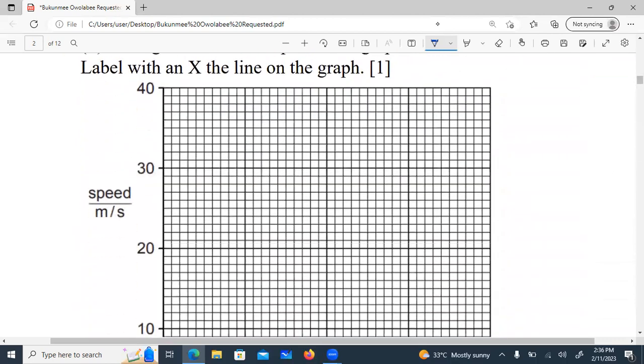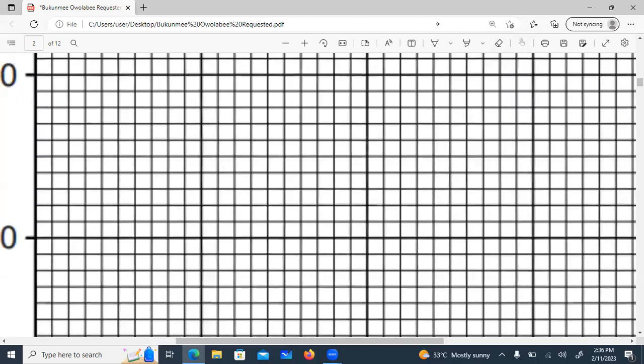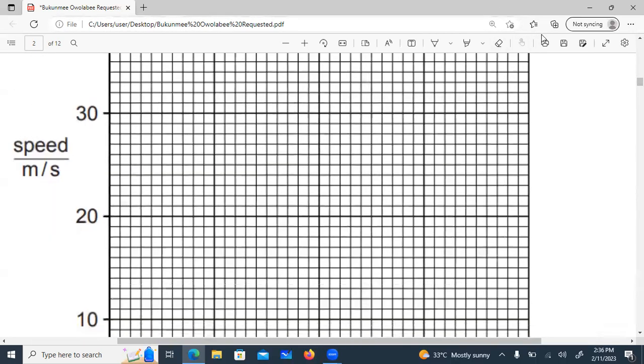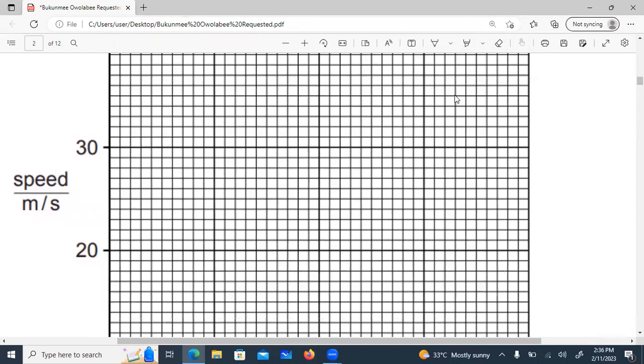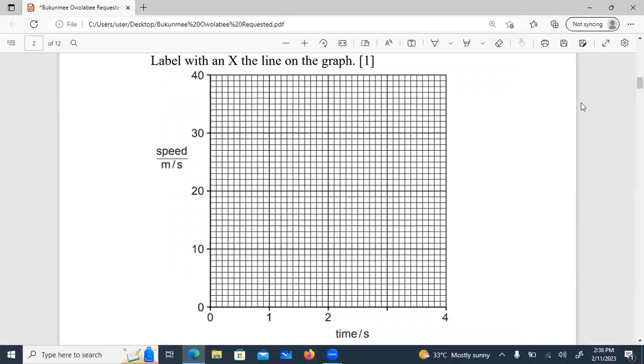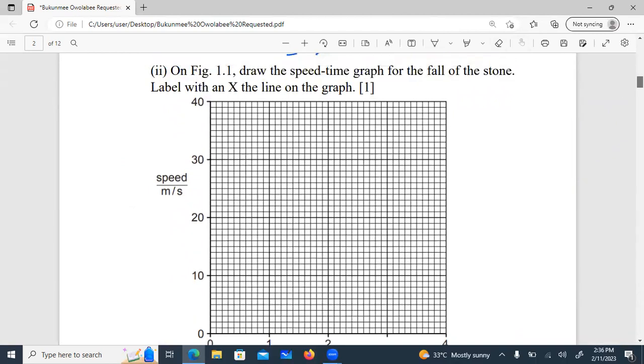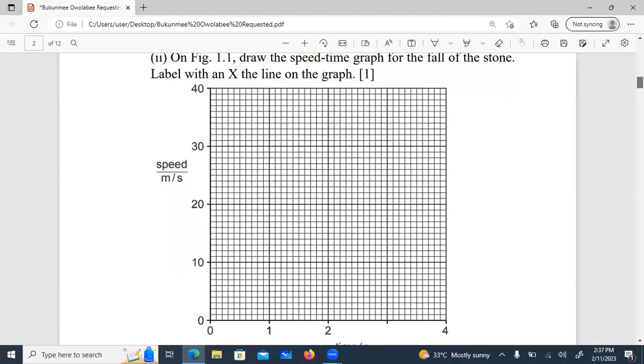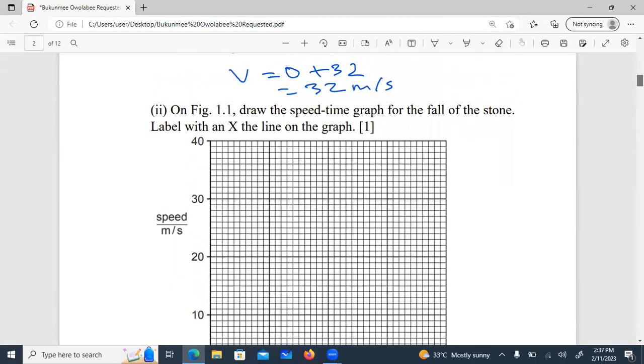On figure 1.1, let me reduce the font size so that the question can be clearly seen. On figure 1.1, draw the speed time graph for the fall of the stone. Label with an alphabet X the line on the graph.